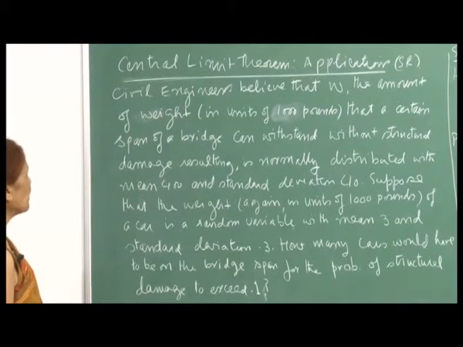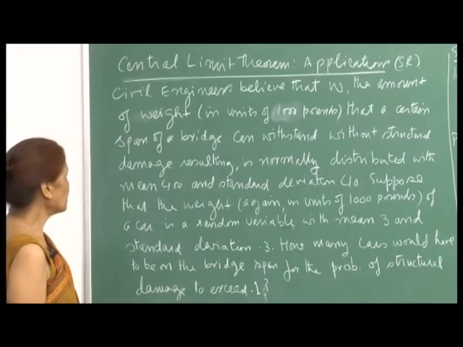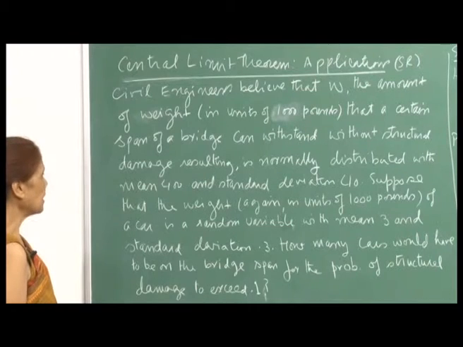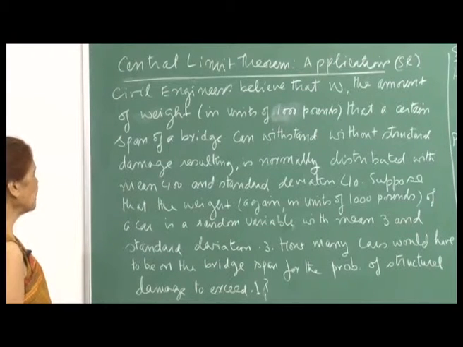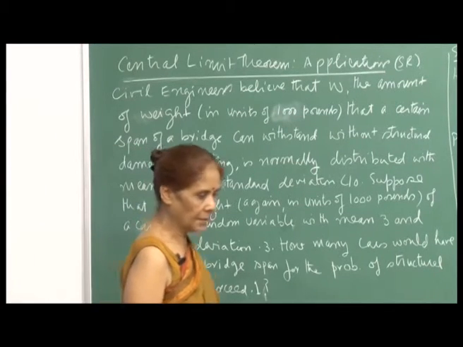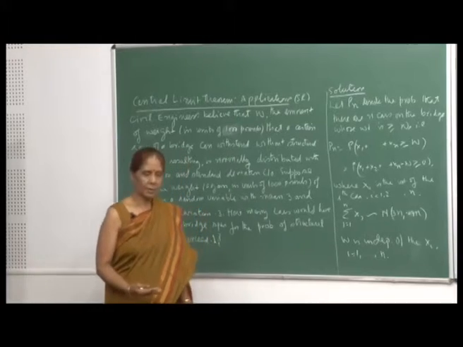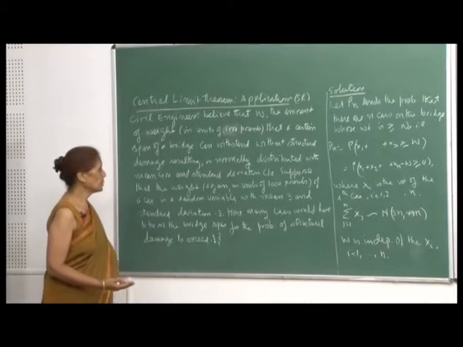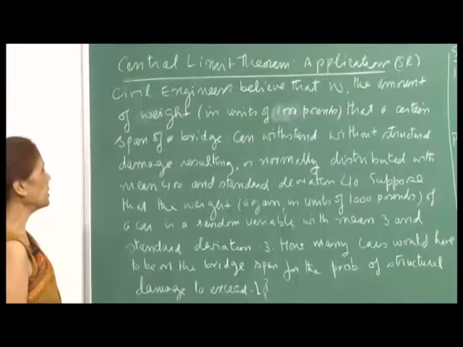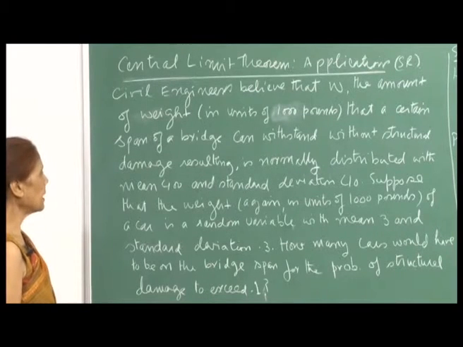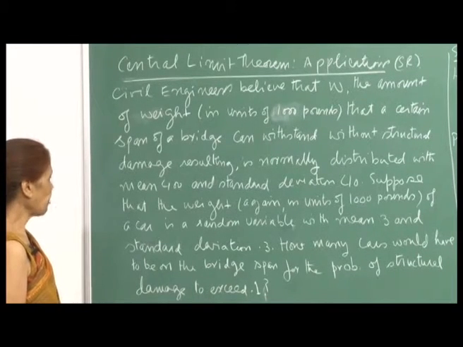that a certain span of a bridge can withstand without structural damage resulting, is normally distributed with mean 400 and standard deviation 40. So, the weight which the bridge can withstand is a random variable, and so it is normally distributed with mean 400 and deviation 40.